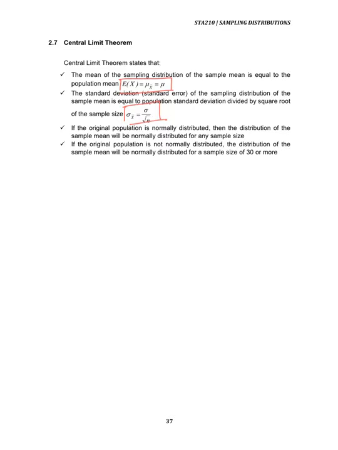Okay, now I want you to proceed with example 7 and 8. Okay, I will provide the working later. Thank you.